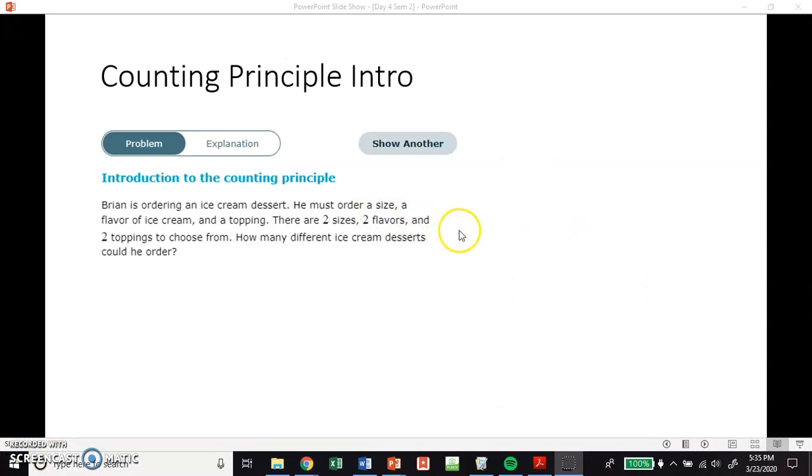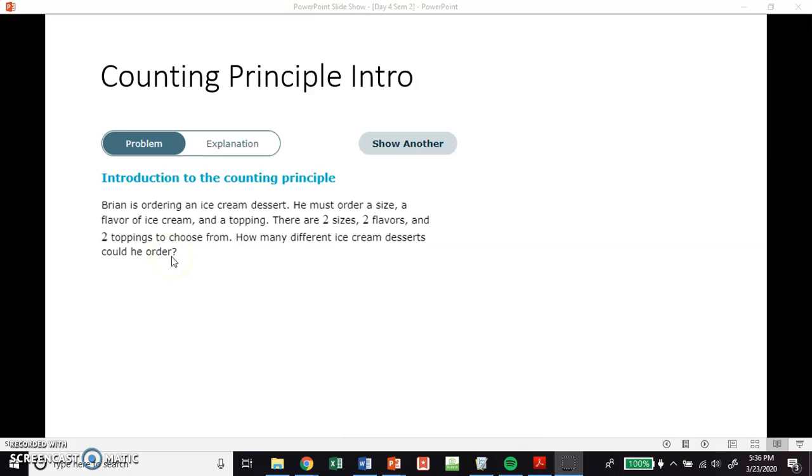So next we'll discuss the counting principle, which is related to probability. Basically, we're trying to figure out how many different ways we could do a certain type of task. In this example, it says Brian is ordering an ice cream dessert. He must order a size, a flavor of ice cream, and a topping. There are 2 sizes, 2 flavors, and 2 toppings to choose from. How many different ice cream desserts could he order?